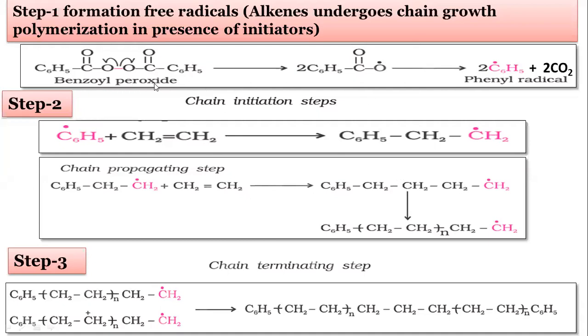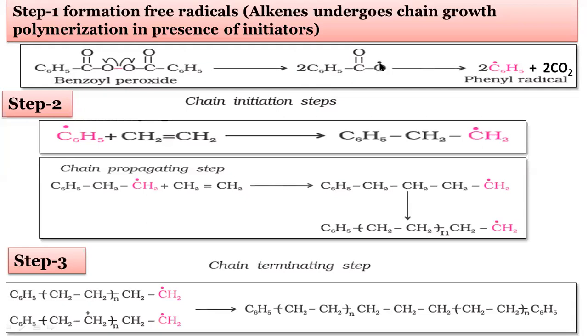This is a benzoyl peroxide, and how the free radicals are formed, in 11th standard also I have explained. This bond will be broken by using fish hook arrows. Such arrows are called fish hook arrows. They look like a fish. These are the heads of the fish. This is homolysis. This bond will be broken.